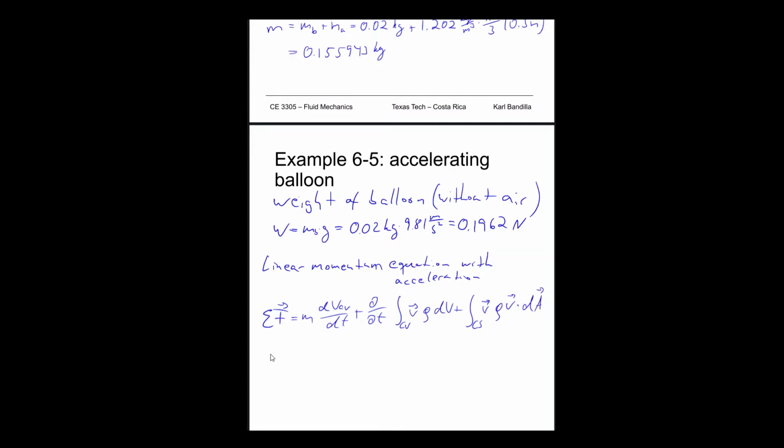And then we can simplify that, right, because we have a steady flow. So for steady flow, ideal fluid, uniform velocity profiles.